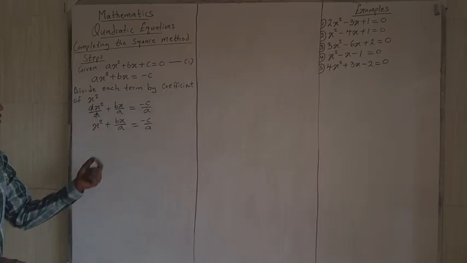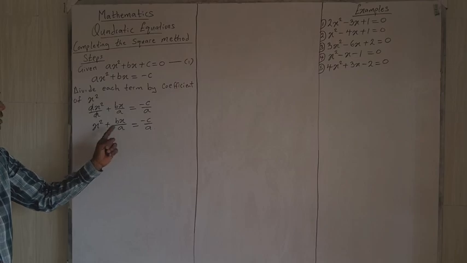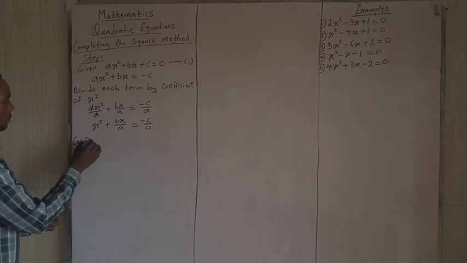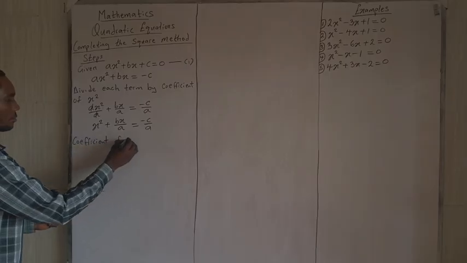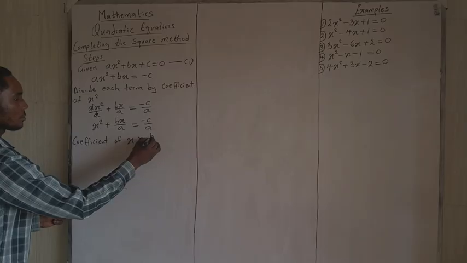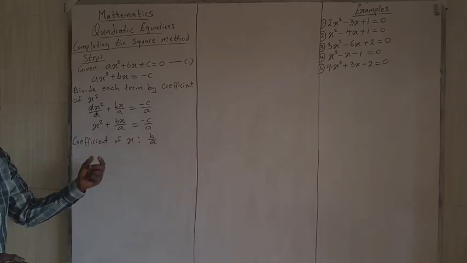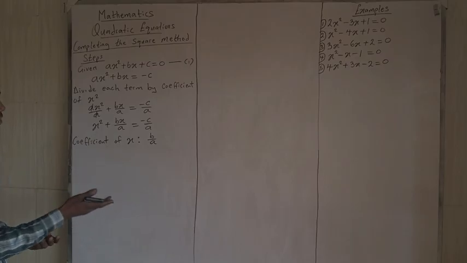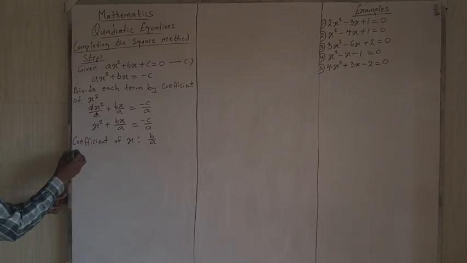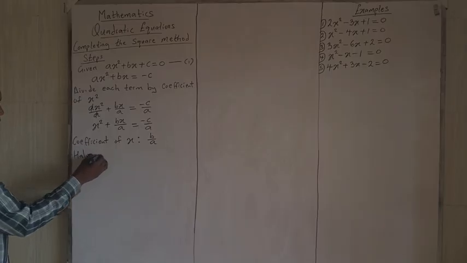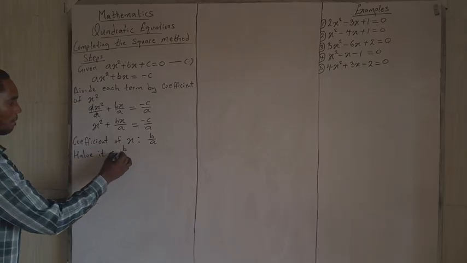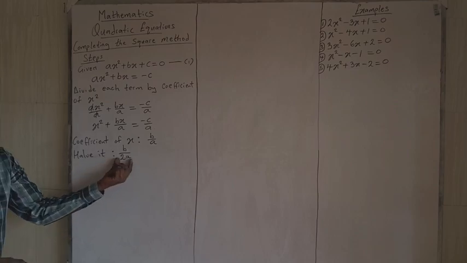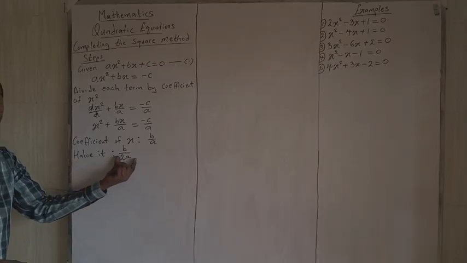We then take the coefficient of x. What is the coefficient of x here? That is b over a. After taking the coefficient of x, we are going to divide the coefficient of x by 2. Next is to square the result. The half of the coefficient of x, we are going to square it.